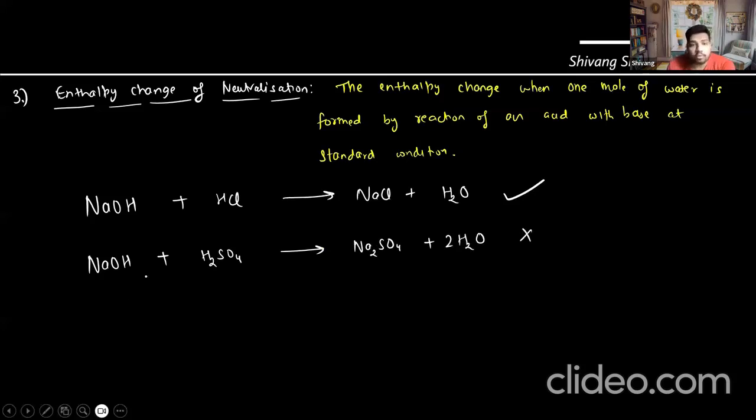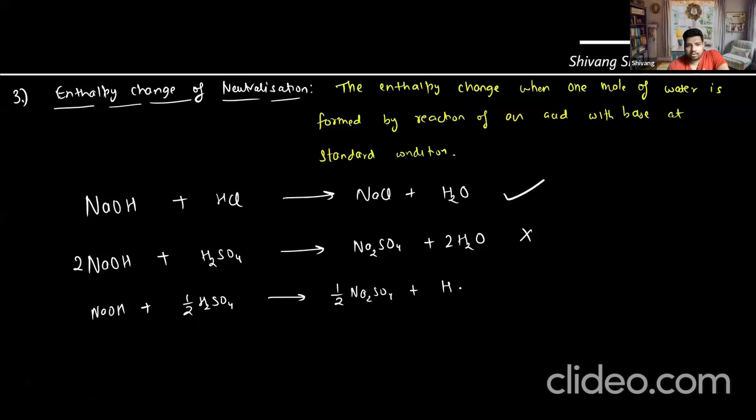We have to form 1 mole of water, right? So then the equation would be half H2SO4, or you can say NaOH, just half it plus half H2SO4 gives you half Na2SO4 plus water. And that is the correct equation for enthalpy change of neutralization. So that is what we have to take care of. While writing the equation, it should always and always be 1 mole of water. Fine.